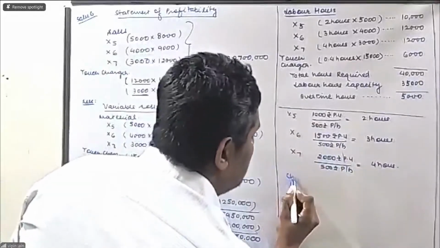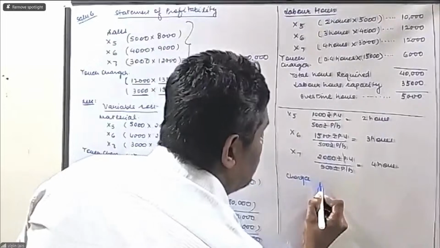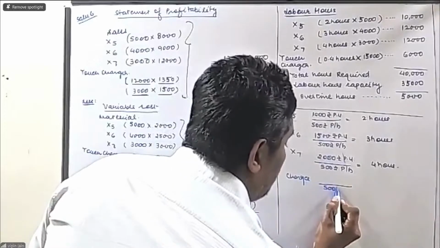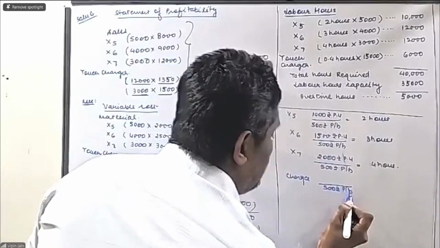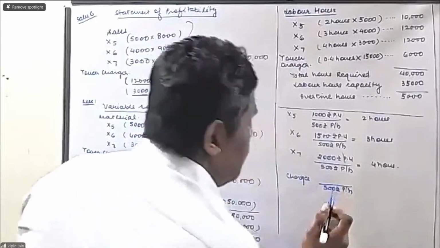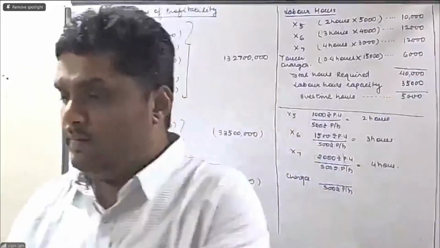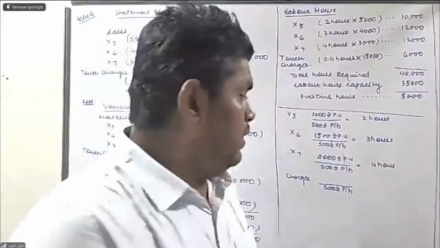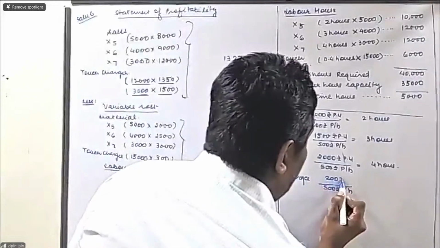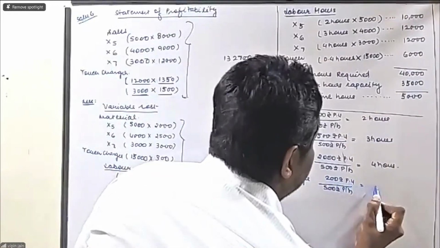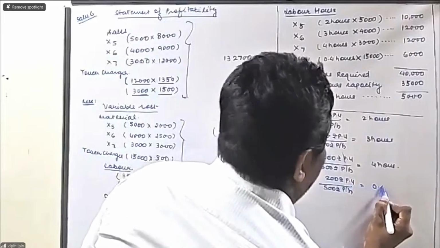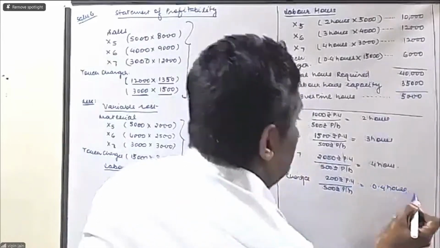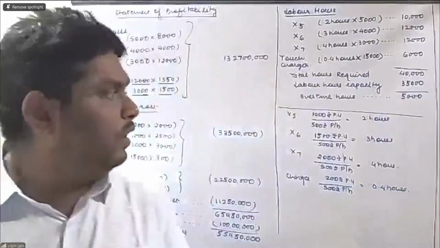And charger, the rate is, I think, 200. So this is how I got 0.4 hours. I hope now this part is clear to all.